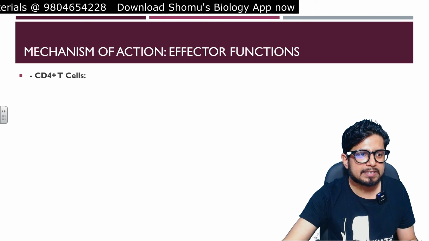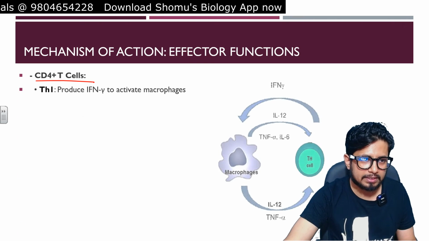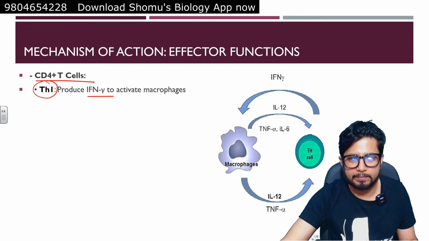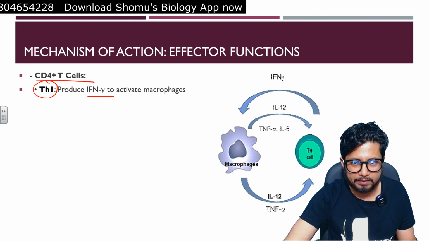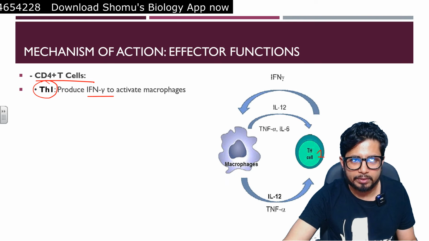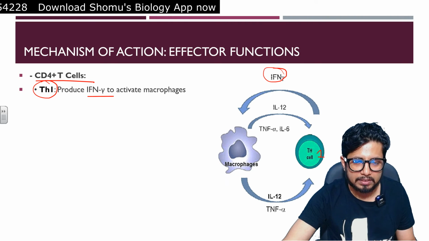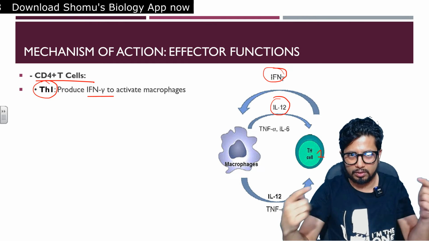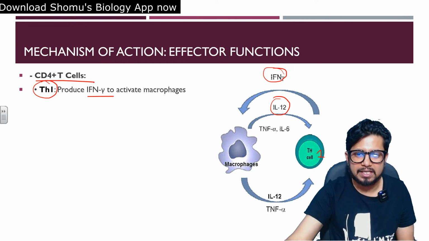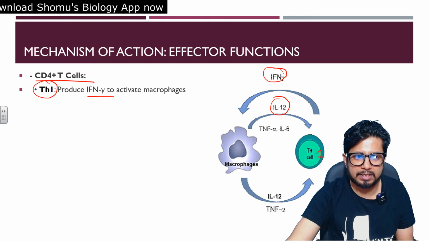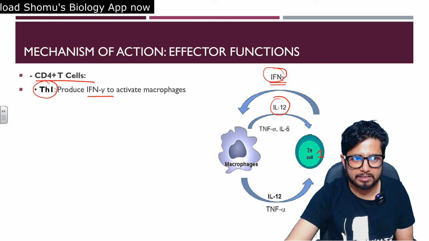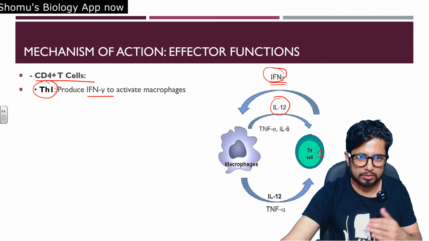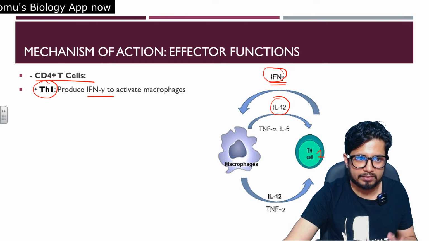Effector function of CD4 plus T cells. What are the effector functions? Th1 produce interferon gamma to activate macrophage. So if it's T helper 1, then it's going to release interferon gamma to the macrophage. Macrophage in turn release interleukin 12 to the T helper. That's a crosstalk between the two, a shaking of the hand. One hand from the T helper 1 cell is via interferon gamma, and the other hand from the macrophage is by interleukin 12. This crosstalk is complete and they further trigger the growth.